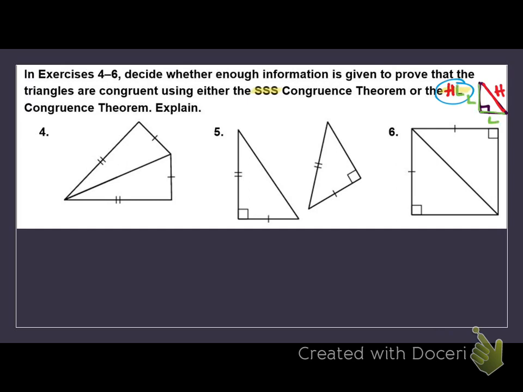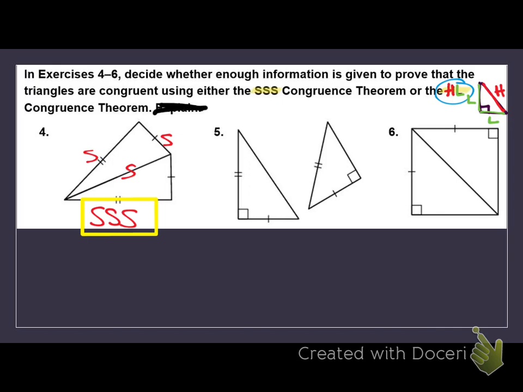So in this first one, do we have right triangles? So no, it's definitely not hypotenuse leg. Is it side, side, side? Yes, so we got 2 sides. Where's the third side? The shared side. Good. So, yeah, this is side, side, side. We're not going to explain because we don't have time to explain. It won't ask you to explain on the quiz.